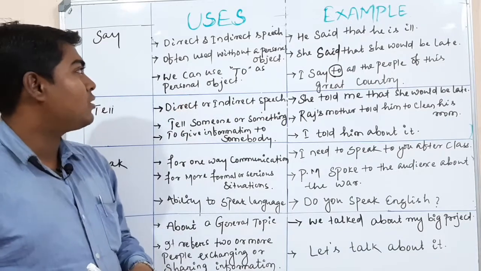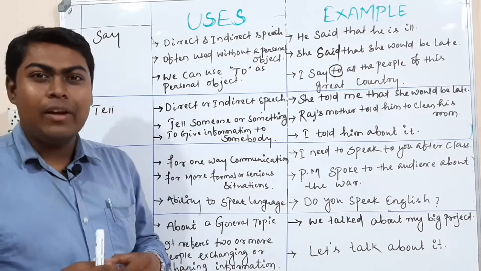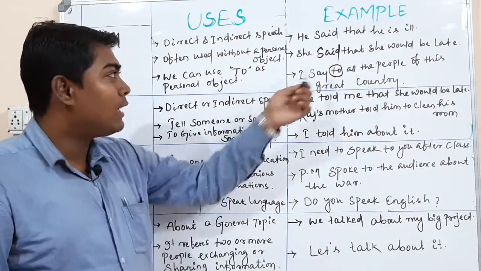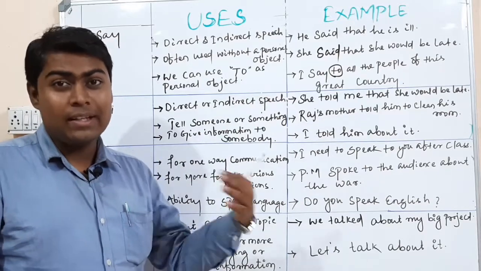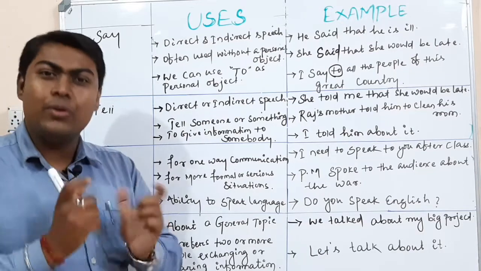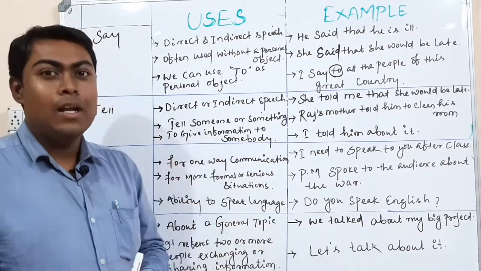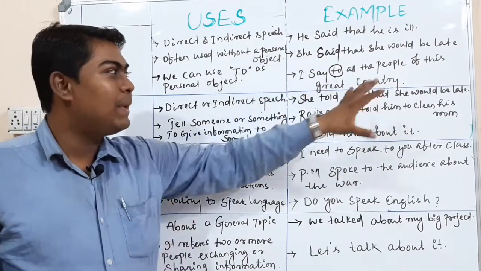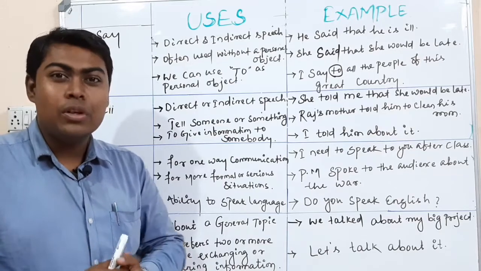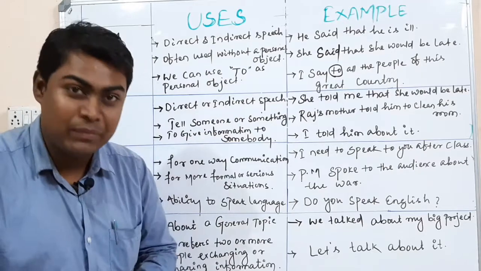Second condition, say is often used without a personal object. You can find an example: She said that she would be late. Third condition, we can use "to" with a personal object while using say. For example, I say to all the people of this great country. Because we have used a personal object, we can add "to" here.